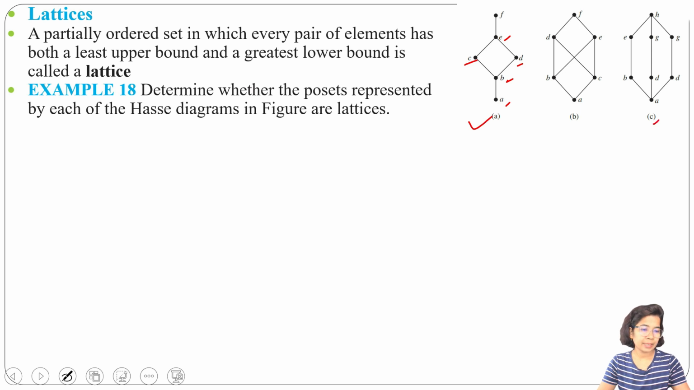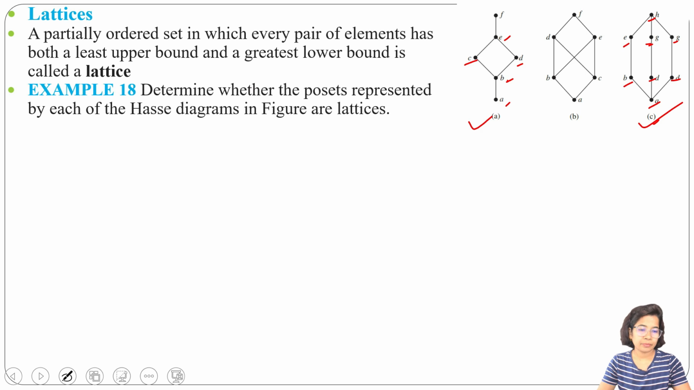Now in figure C, for B and D, the least upper bound will be H and the greatest lower bound will be A. For E and G, the least upper bound will be H and the greatest lower bound is A. As we are able to find GLB and LUB for every pair, and for comparable pairs it's obvious we can find the GLB and LUB, just check the incomparable pairs. If we can find the GLB and LUB for every incomparable pair, then it's a lattice. So we found the A Hasse diagram and the C Hasse diagram are lattices.